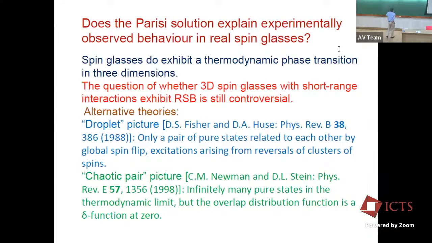So this is one description. As I said, it is a phenomenological description where one is making certain assumptions about the nature of this low temperature phase. That this low temperature phase exists in 3 dimensions, people have found numerically. But what are the properties of this low temperature phase? That is still controversial. This is one set of predictions. The other is similar to replica symmetry breaking, this hierarchical organization of pure states. Which one is correct is still under discussion.